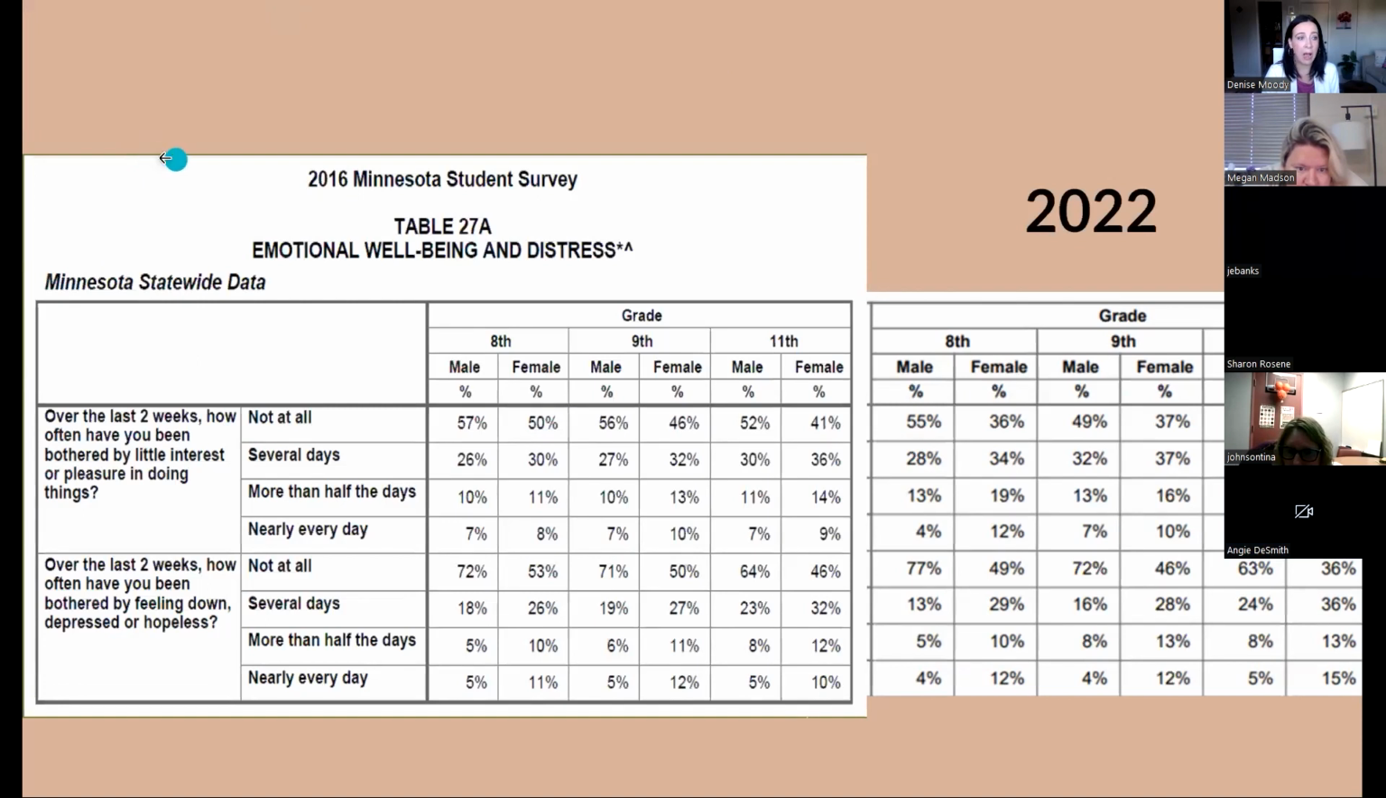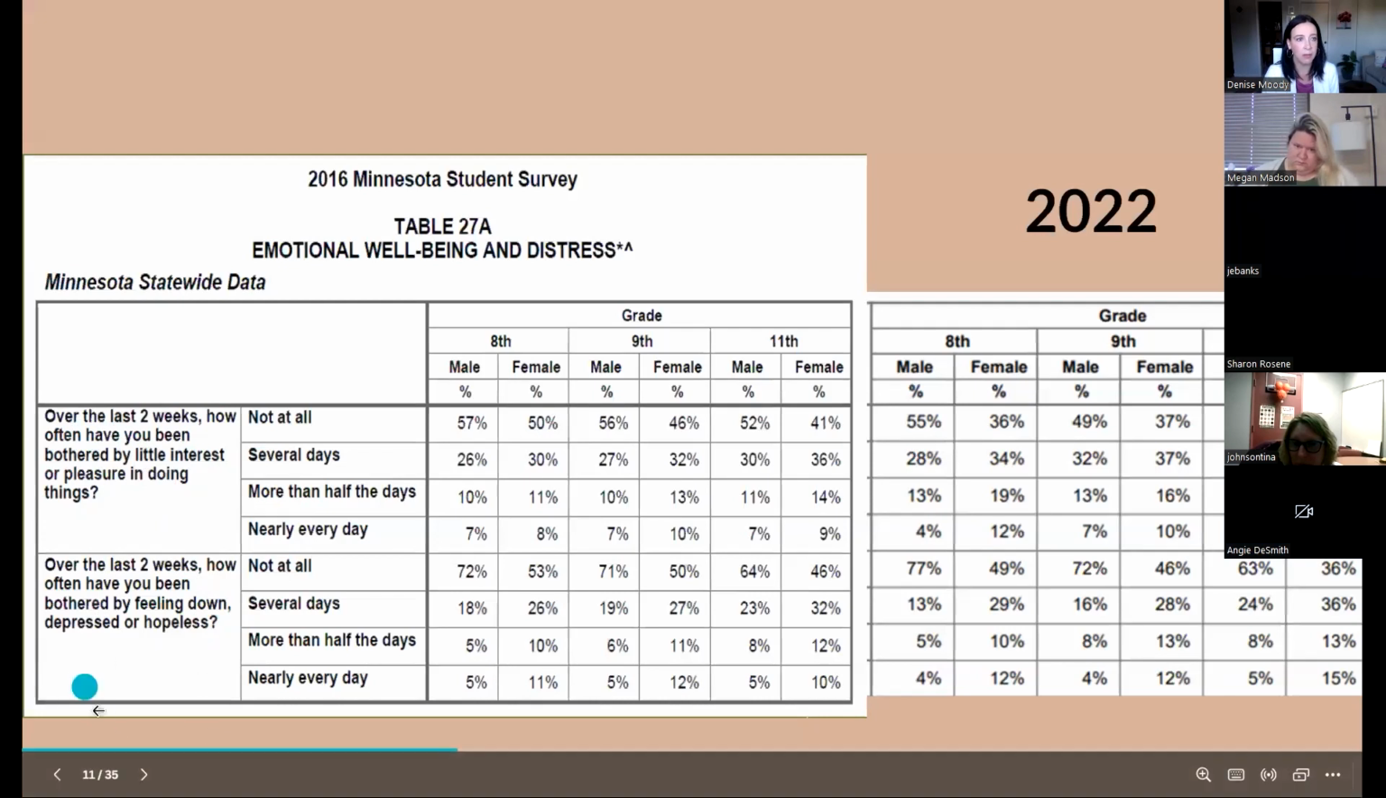So when I think about diagnoses of depression, the first one is really talking about anhedonia, when you just feel like you've lost that luster for life. The second one is specifically asking about feelings of depression. And if I look down at nearly every day, because that would be our kids who we would be thinking about having a diagnosis for.